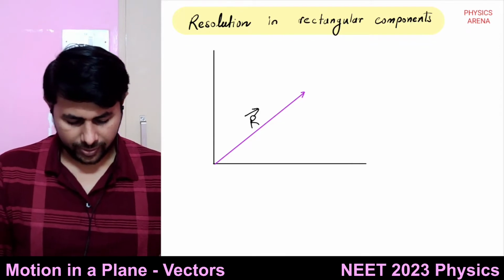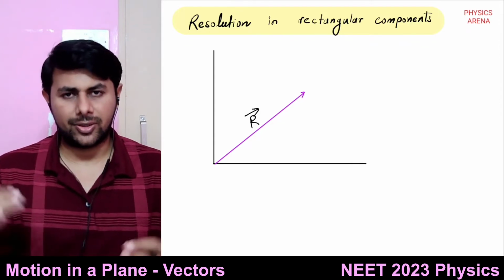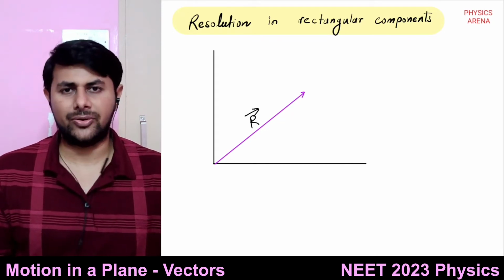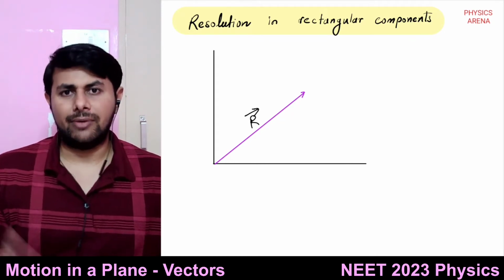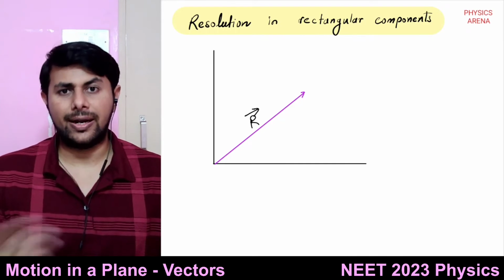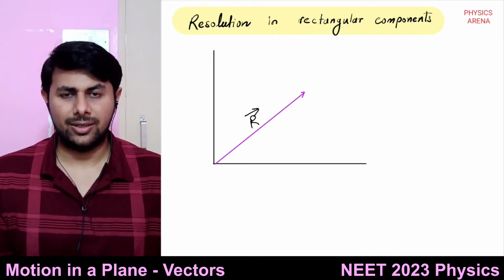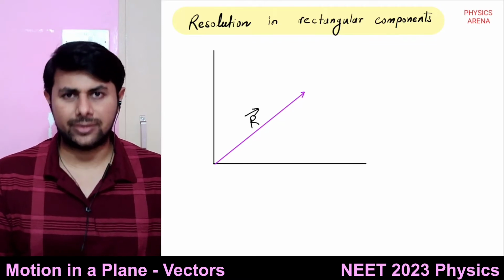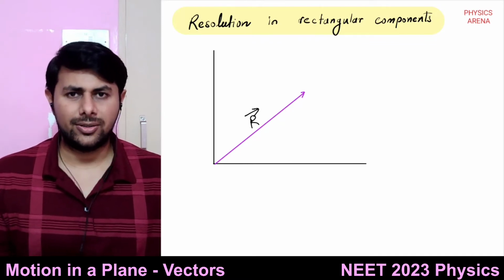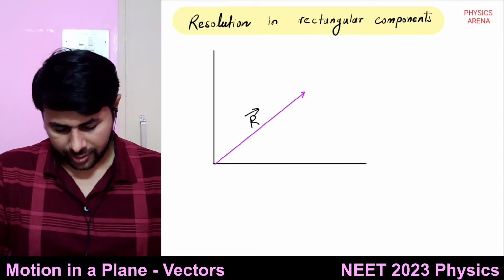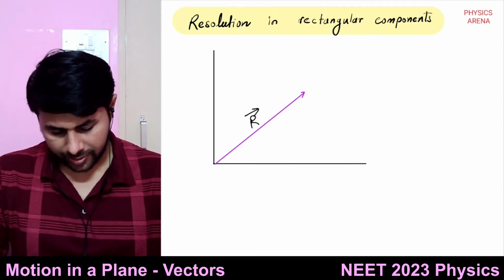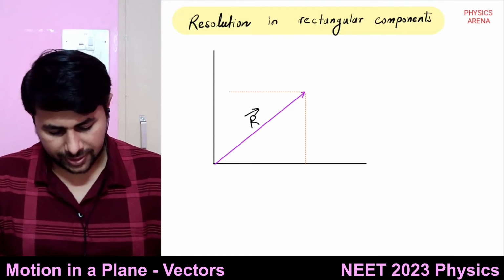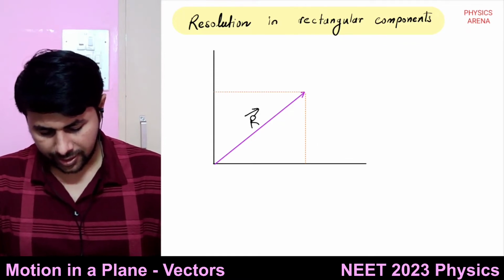So, I will take two vectors, one along x-axis, one along y-axis. So, these two vectors are perpendicular to each other, right? So, I will take these two vectors and I will add them to get R bar. Then I can say that R bar is resolved along those two vectors, one along x-axis, one along y-axis. Okay. So, see, I will draw perpendicular from tip of this R bar on x-axis and the y-axis. They meet at these two points.